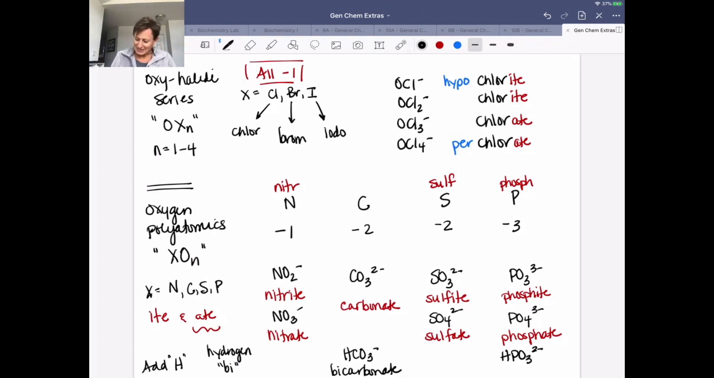If we had H2PO3 single-, this would be dihydrogen phosphite. So we'll see more application of this as we see how these get played into their use as acids. So we're going to see that in our next video.